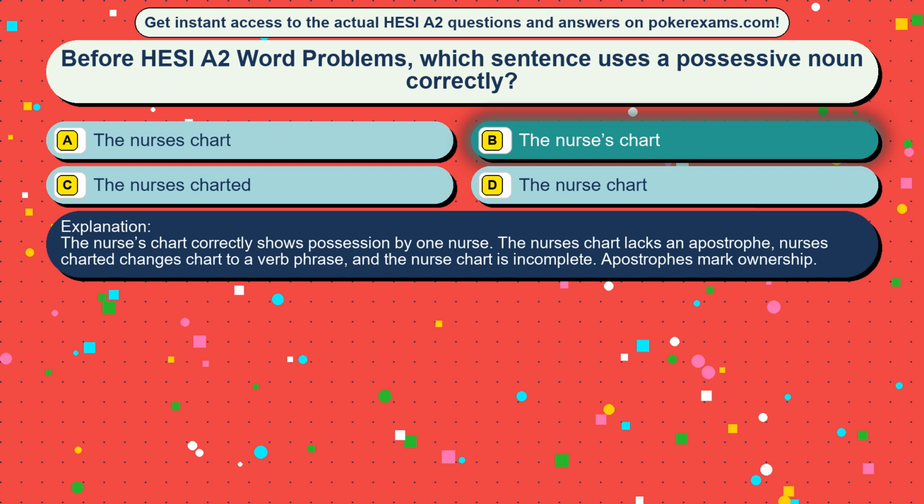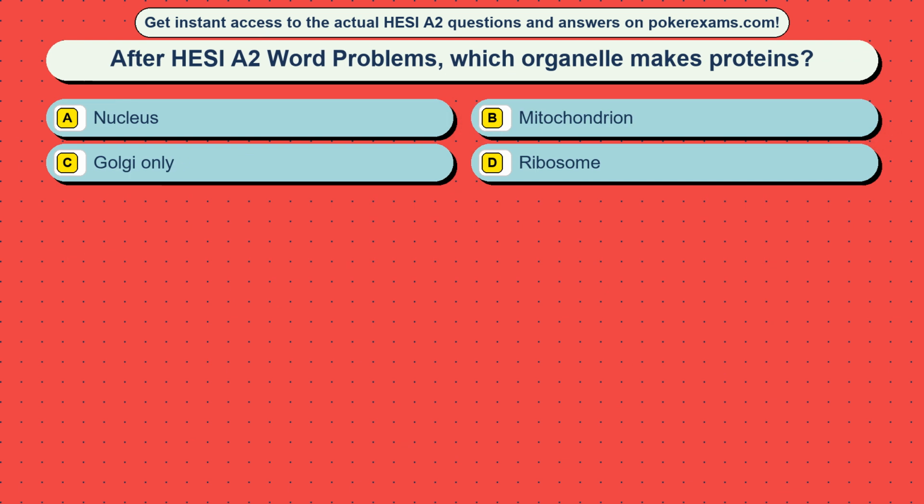The nurse's chart correctly shows possession by one nurse. The nurse's chart lacks an apostrophe. Nurses charted changes chart to a verb phrase, and the nurse chart is incomplete. Apostrophes mark ownership.